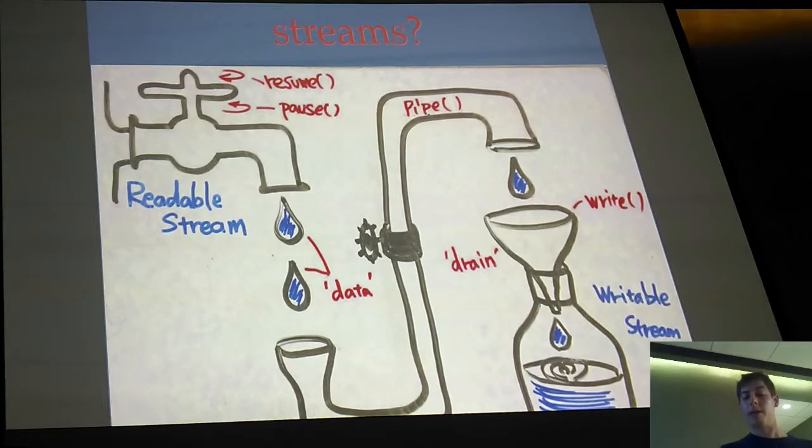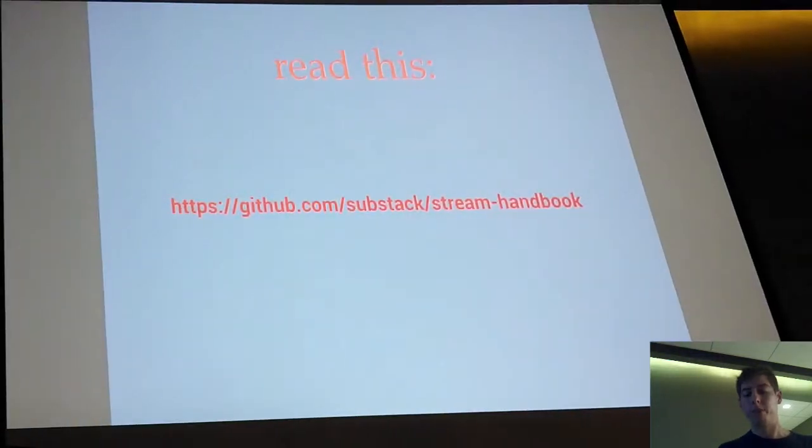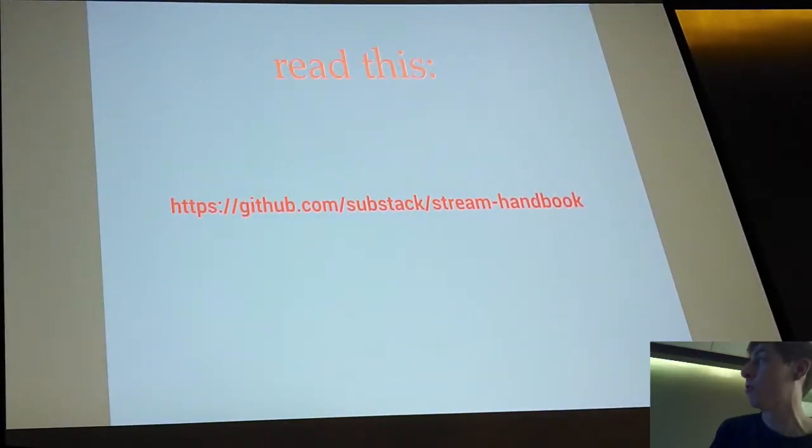All powered by the idea that you should just be able to put two pieces of things that emit data together, or one that emits data and one that sucks in data, and just put them together under a common API and be able to compose them nice and easily. So I'm not going to get into streams too much, but I would really suggest reading Substack's Stream Handbook. It shows you how to do a ton of cool things with streams in Node. So very, very highly recommended.